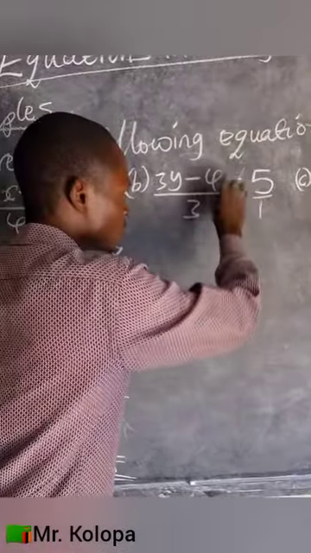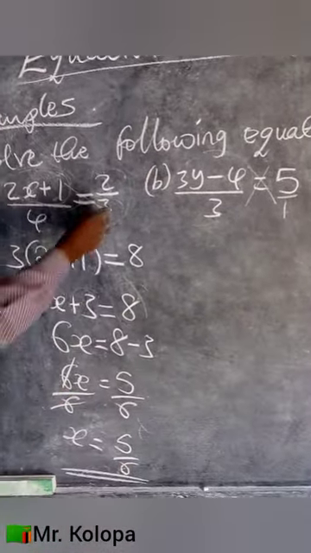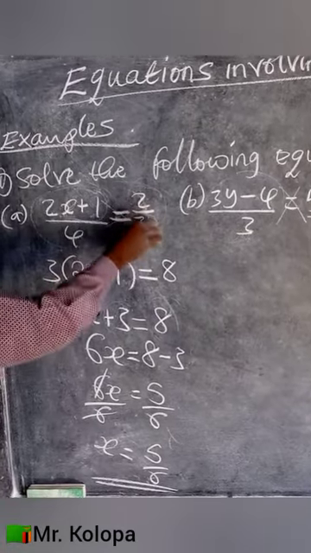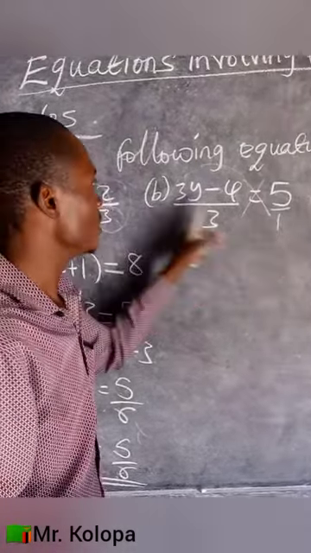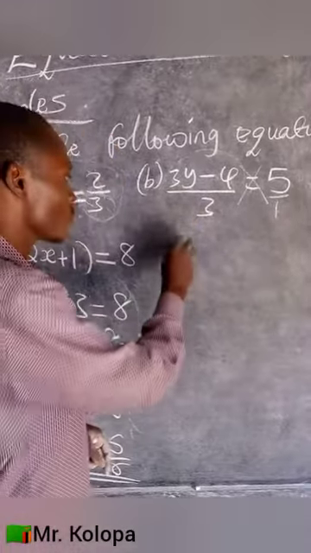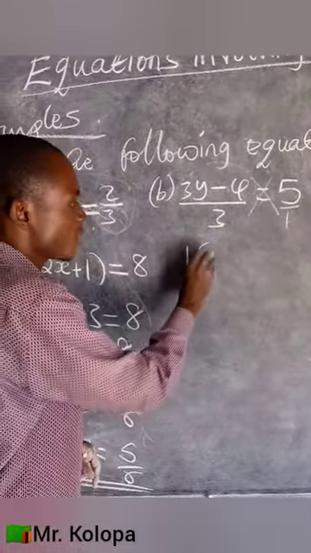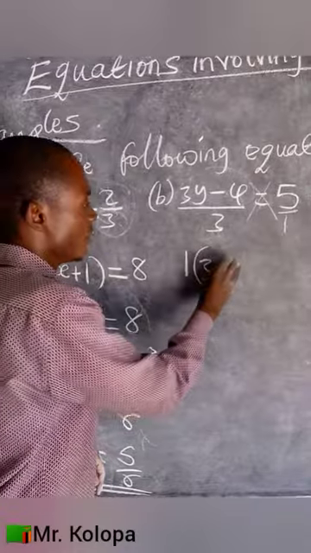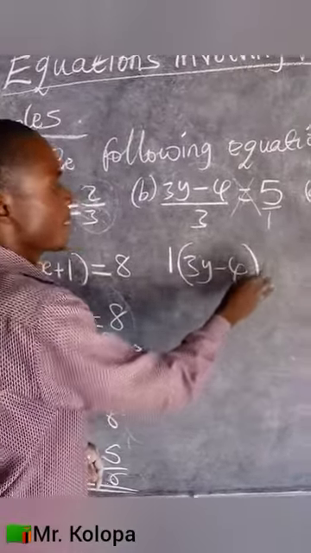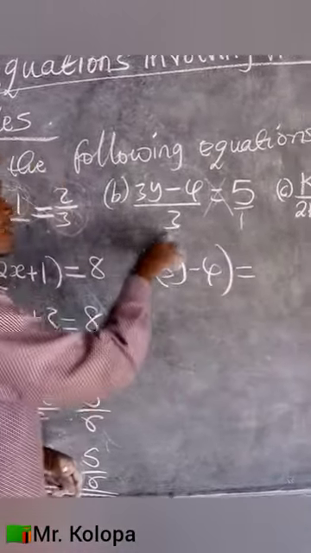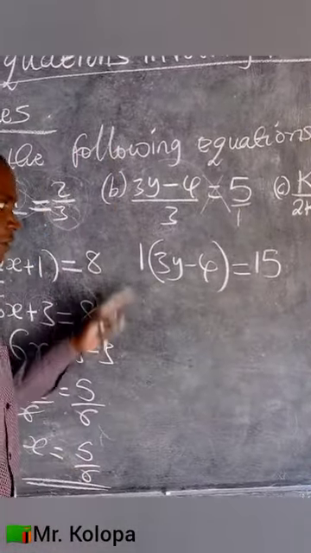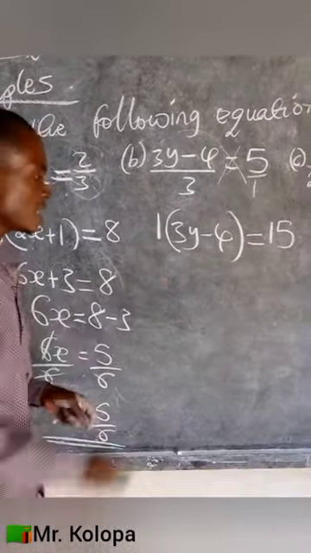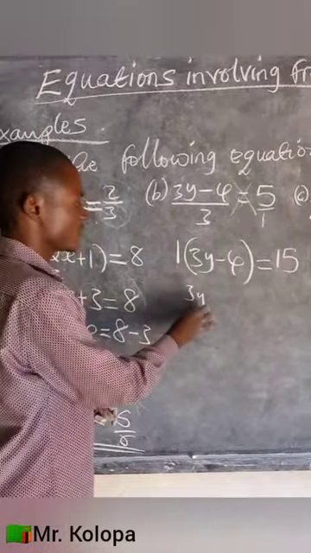So you can now cross multiply. As we did here, we said 3 multiplied by what we have there. Same there, you're going to have 1 times what you have here. So we can write 1 multiplied by 3, y minus 4. Then the equals 3 times 5, you get 15. You know, when you're multiplying 1 times anything, you just get what we have in the brackets.